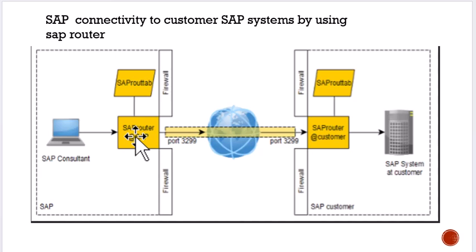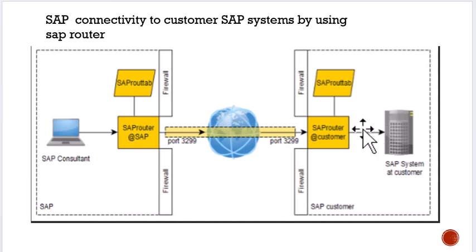Now what happens here? The SAP router will open ports on 3299, so they will connect directly to the customer location. If you see the right-hand side, this is the SAP customer environment. You see SAP systems at the customer location, and you have the SAP router at the customer side. Here you will have a public IP and a private IP. The public IP will be connected to your SAP router private IP on port number 3299. So you have to open the firewall on port 3299, and this router will be connected to your backend SAP system.